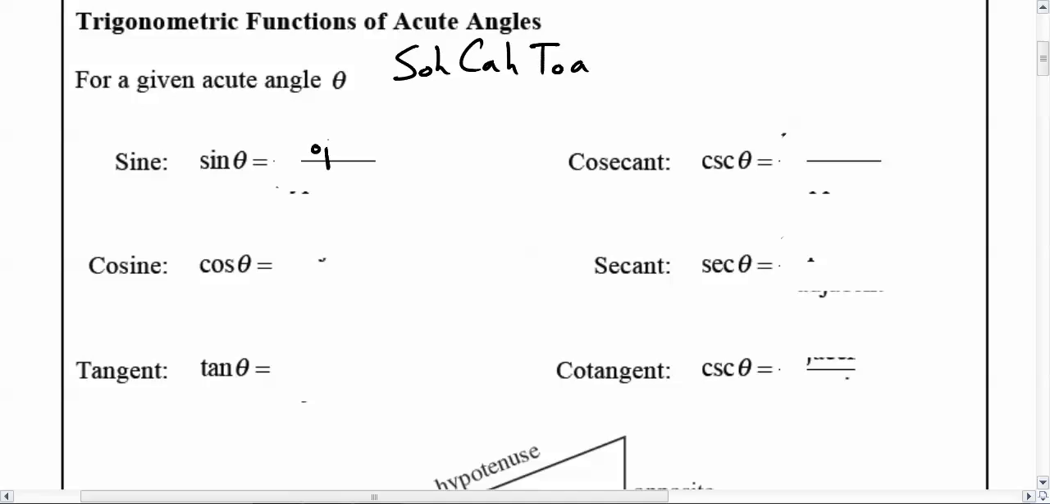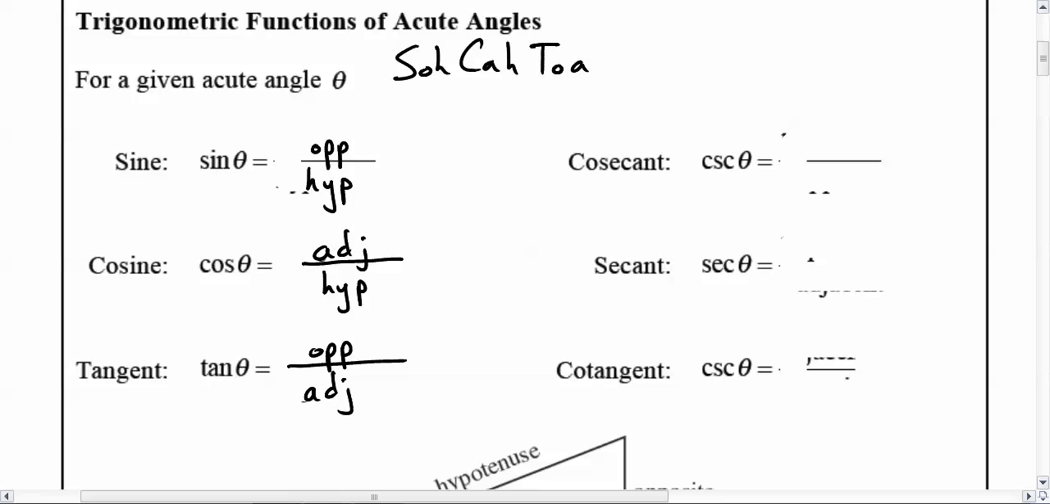Sine is opposite over hypotenuse. Cosine is adjacent over hypotenuse, and tangent is opposite over adjacent.